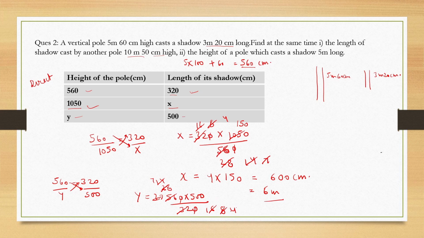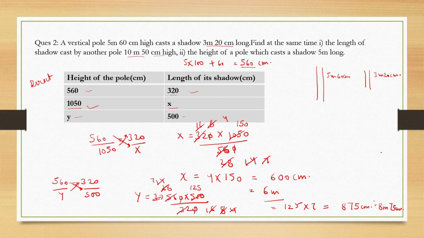So this 4 will be divided into this 500: 4, 1, 2, and again 2 remains here. So the value is 125 into 7. 7 into 5 is 35, 5 carry 3, 7 into 2 is 14, 17, 7 carry 1. It's 875 in centimeter. If we have to find it in meter, the answer is 8 meter plus 75 centimeter.